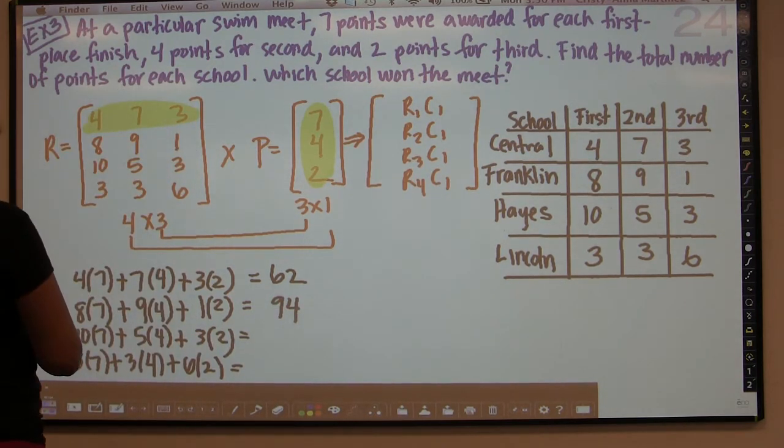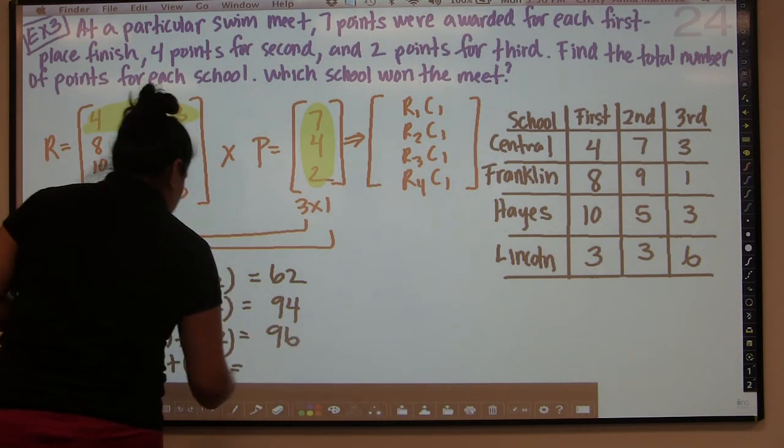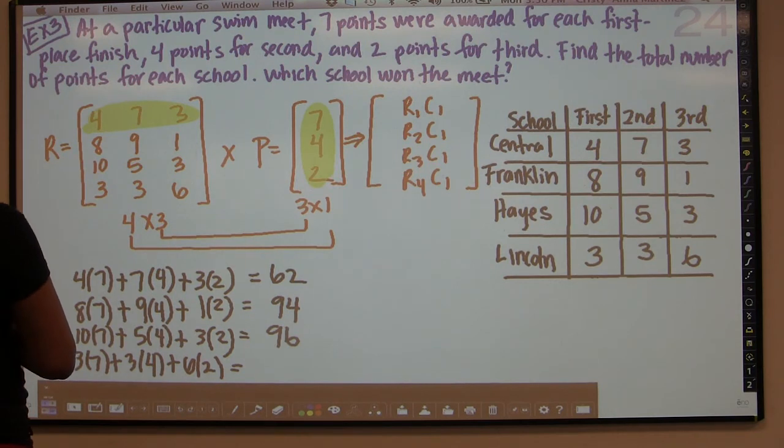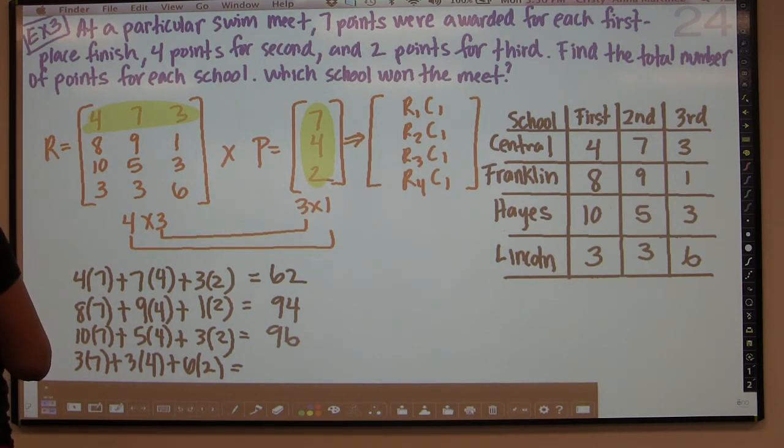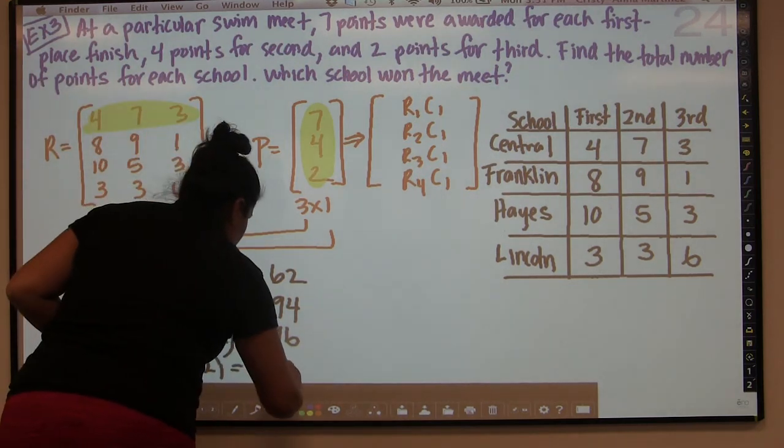And then we've got 70. 5 times 4 is 20, and 3 times 2 is 6, so we've got 96 here. And then lastly, we got 3 times 7, which is 21, 3 times 4, which is 12, and 6 times 2, also 12, and we get 45.